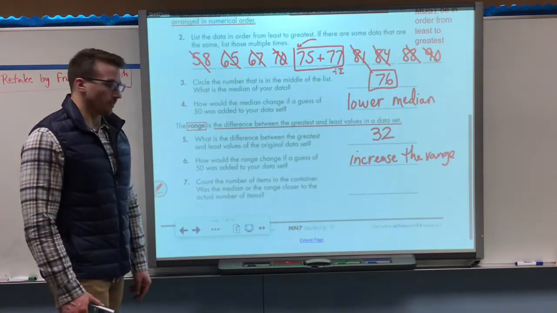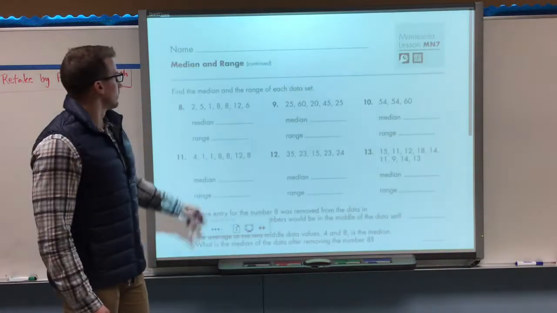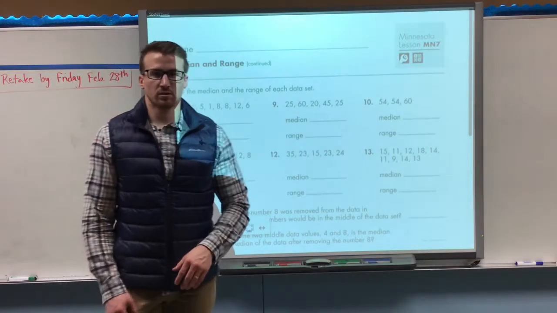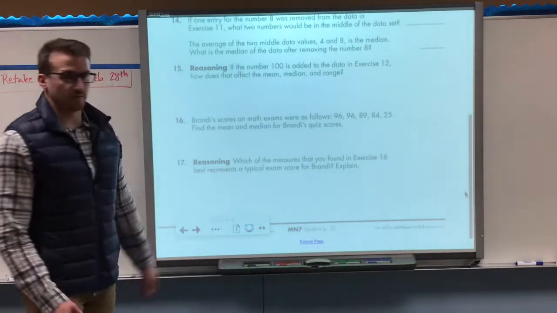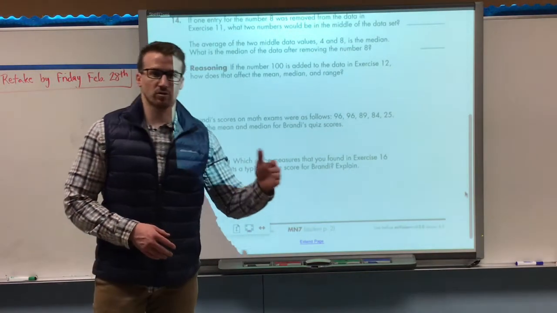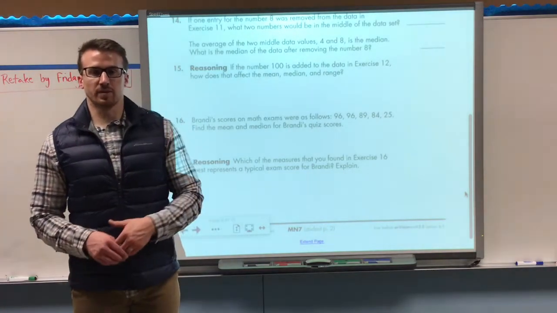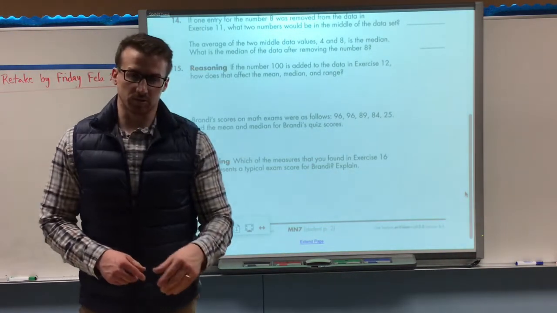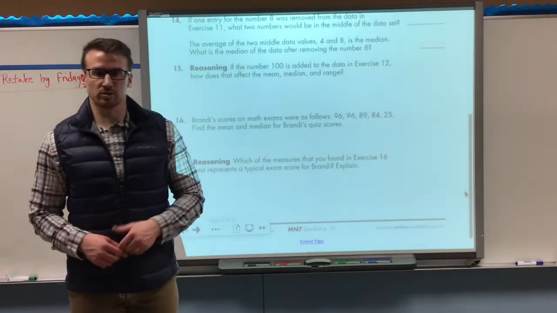All right? So that's it for this video. On the back side of this worksheet, questions 8, 9, 10, 11, all the way to question 17. That's your homework assignment on median. You're just putting the data set of values in order from smallest to largest. Find the middle number if it's odd. If it's an even number amount, you add the two middle numbers together, divide by 2. You have your median. Find the range. Largest, smallest. There you have it.